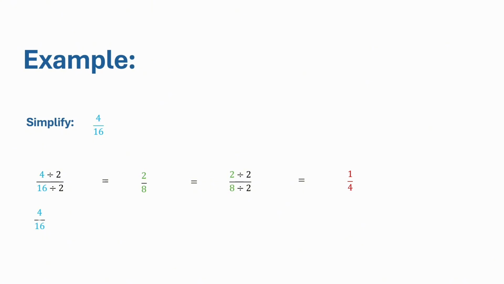But next, I will also show you the shortcut, whereby I divide both the numerator and denominator by 4 to arrive at the same final answer of 1/4. So remember, if unsure, divide by small numbers like 2 or 3. Either way, it works. All right?